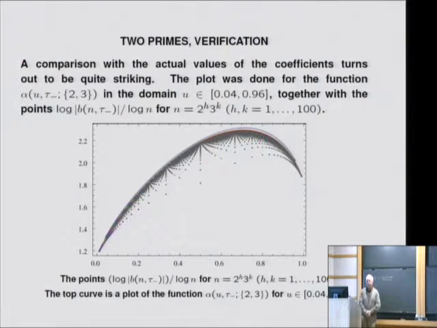So you want to do the comparison with the actual values of coefficients. And here you see the plot. Each one is a coefficient, some h and some k. There's 10,000 of them. This is the theoretical curve. This is the actual value of the logs. Why is there a little gap? That's clear because the asymptotics is not an exact power, but there will be, first of all, a constant term in front, and there may be secondary terms. So I find that quite satisfactory.